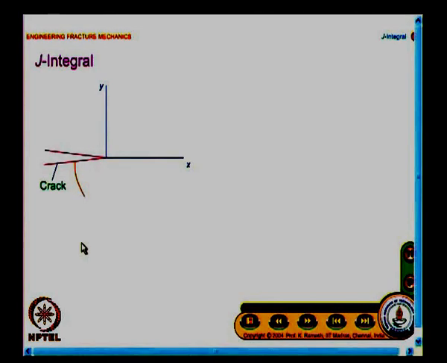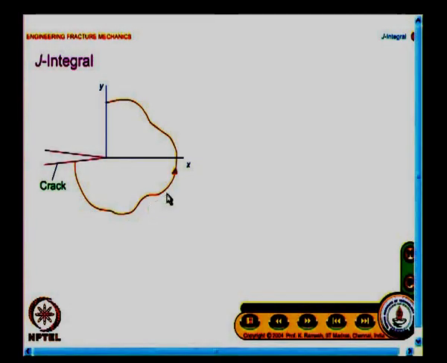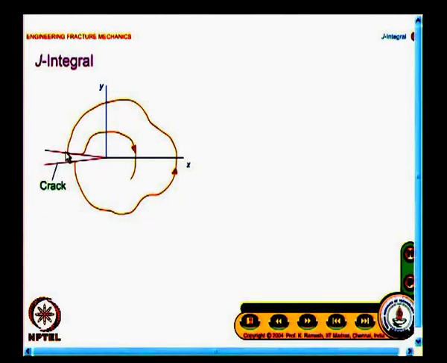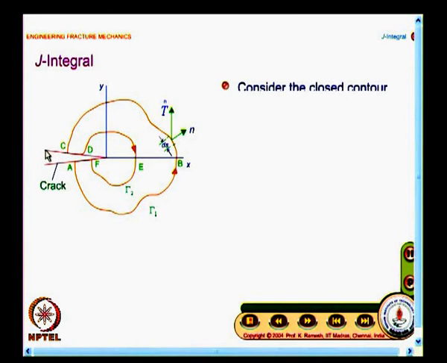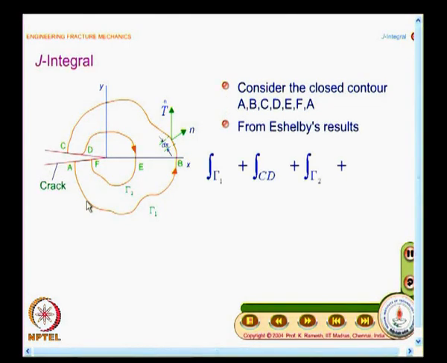And what is a J integral? The J integral starts from one of the crack faces and goes in a counterclockwise direction and stops at the other crack face. You should also note that this crack face is not loaded. That is a very important observation. J integral is applied to problems where the crack face is not loaded.